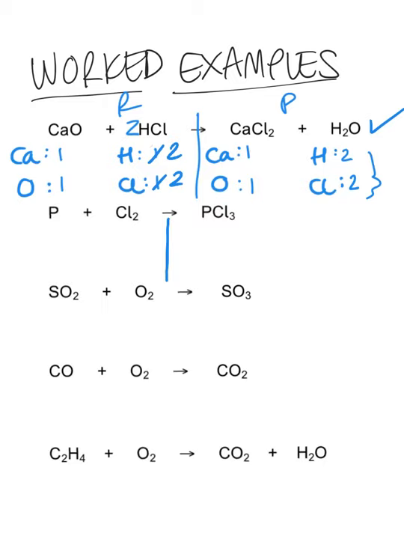Next one, split it in half, list all your elements: P and Cl, P and Cl. Now you have got 1 P on this side, a little 2 attached to the chlorine. You have got 1 P on this side, little 3 attached to the chlorine. So straight away, this is going to be quite tricky to balance because we're working with PCl3. I'm just going to show you probably the thought process that most of you would do.